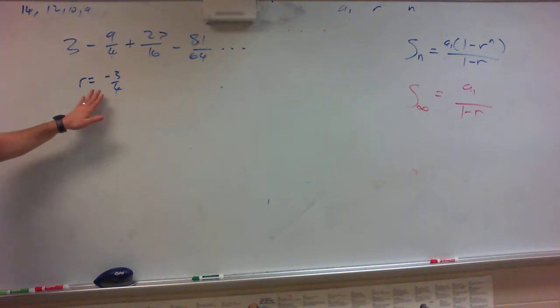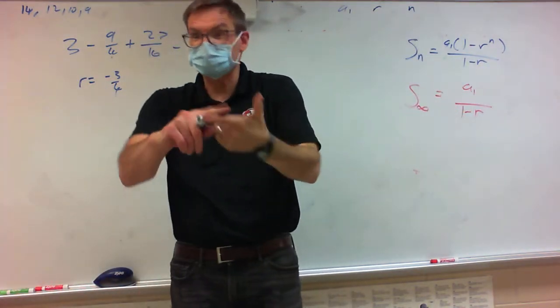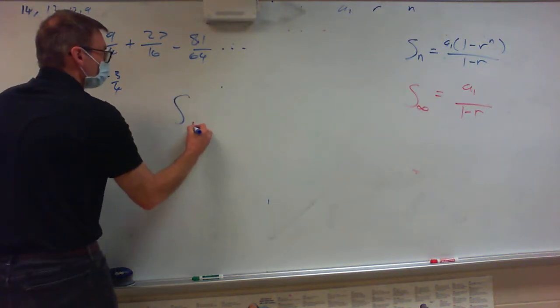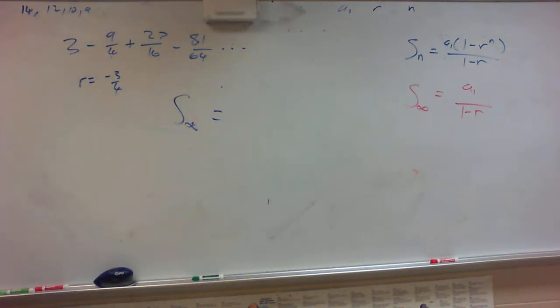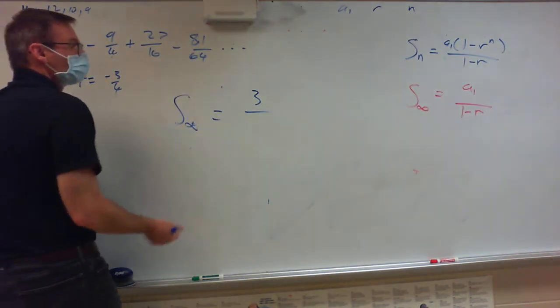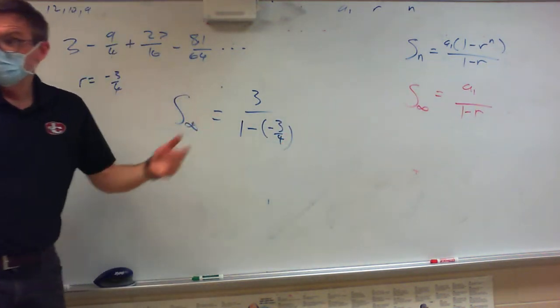All right? So if I know my common ratio, to sum up an infinite geometric series, I just need to know the first term and the common ratio. Well, what's my first term? That was tough, wasn't it? So our first term is 3, and our common ratio is negative 3/4, so I'm going to do 1 minus negative 3/4, and then I'll work it out.